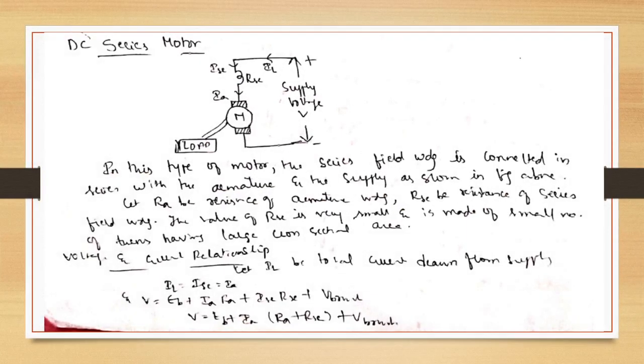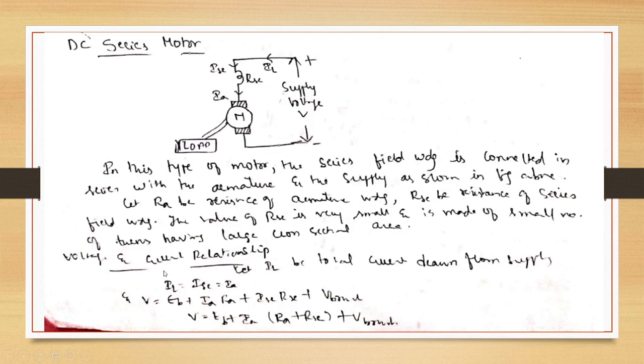DC series motor. Here the field winding is connected in series with the armature winding. IL is the line current, since we apply the supply voltage; ISC is the current in the series winding and IA is the armature current. RA is the resistance of the armature winding and RSC is the resistance of the series field winding. The value of RSC is very small, as it is made of a small number of turns with large cross-sectional area. We already discussed this when I covered the types of DC generators. Refer to that video for why the number of turns of series winding is less and of shunt winding is more.